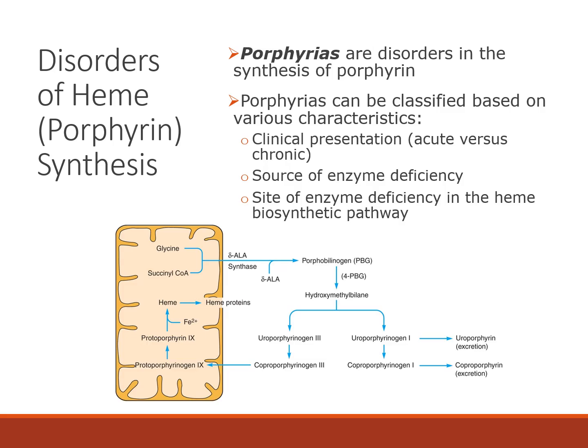And porphyrias can be classified based on a few different characteristics. Number one, clinical presentation, so acute versus chronic. The source of the enzyme deficiency causing the porphyria, and the site of the enzyme deficiency in the heme biosynthetic pathway. You're going to learn a lot more about this in greater depth when you get to your enzyme lectures and unit in clinical chemistry. So I'm just introducing it to you now. At this point in time, hematology does come before chemistry, but I think that may change. So this might be a review to you by the time you get to this lecture.